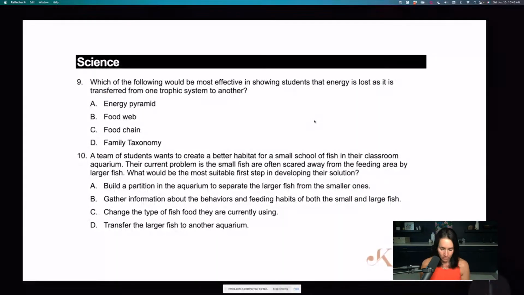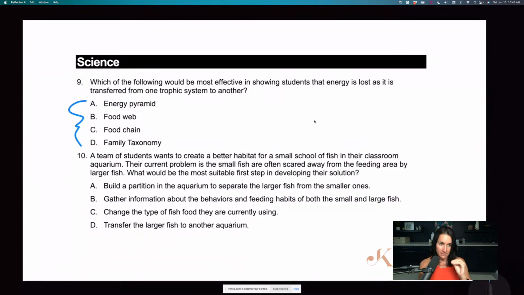Now, which of the, sorry, answer choices first. I always forget my own strategy. Okay, so I have energy pyramid, food web, food chain, and family taxonomy. One thing that you could do here with these answer choices is understand that this is life science.